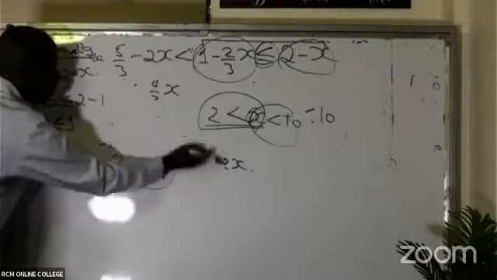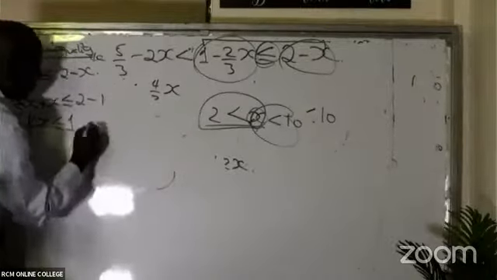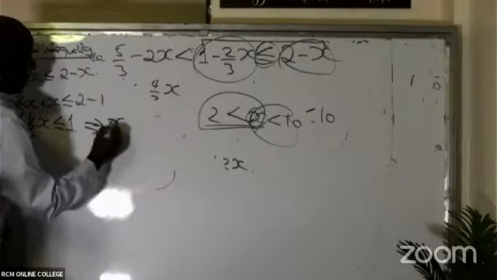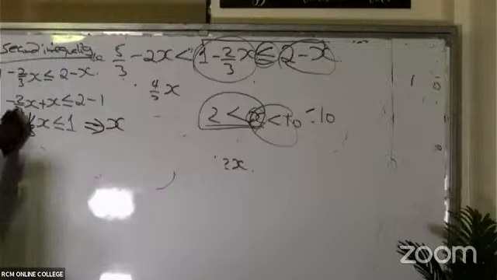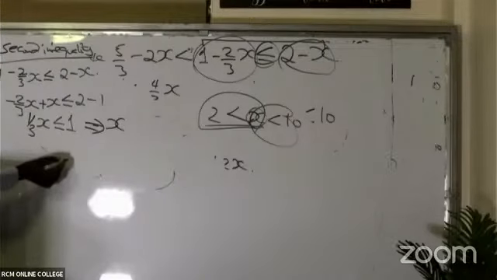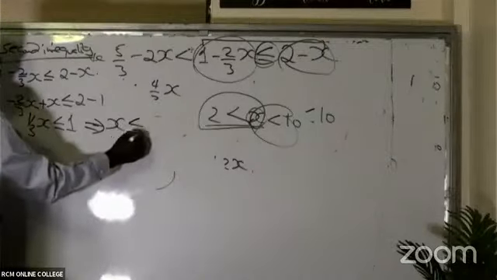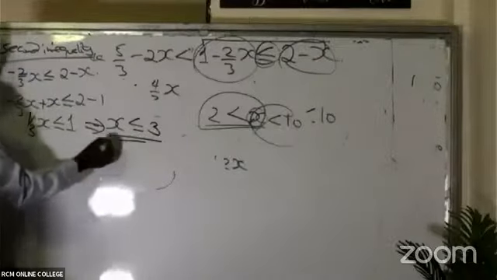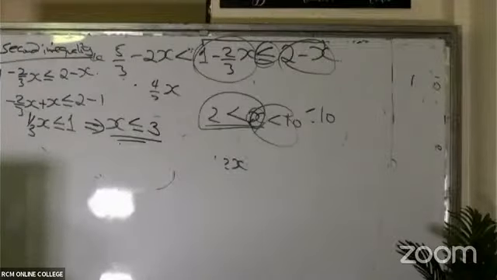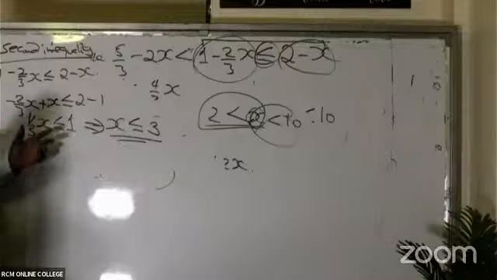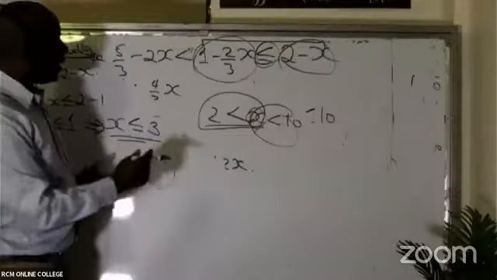So once I reach here, is there anybody who is able to tell me what the value of x will be? Because now you have to multiply both sides by 3. So it will be x less or equal to what here, somebody? 3. X is less or equal to 3. Now, after that, ladies and gentlemen, you can combine the inequalities.